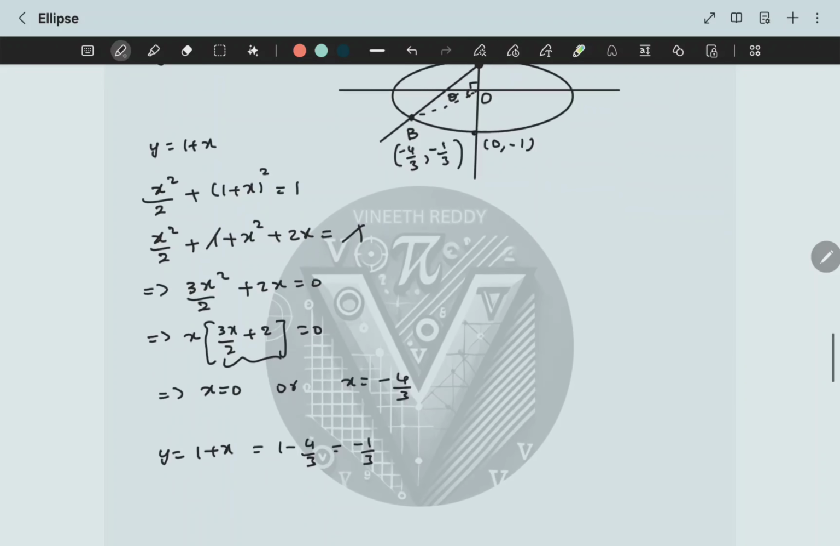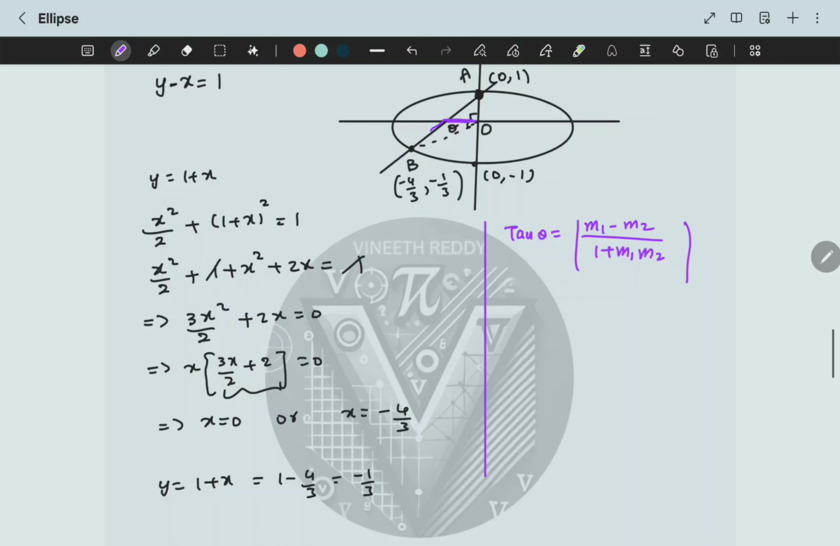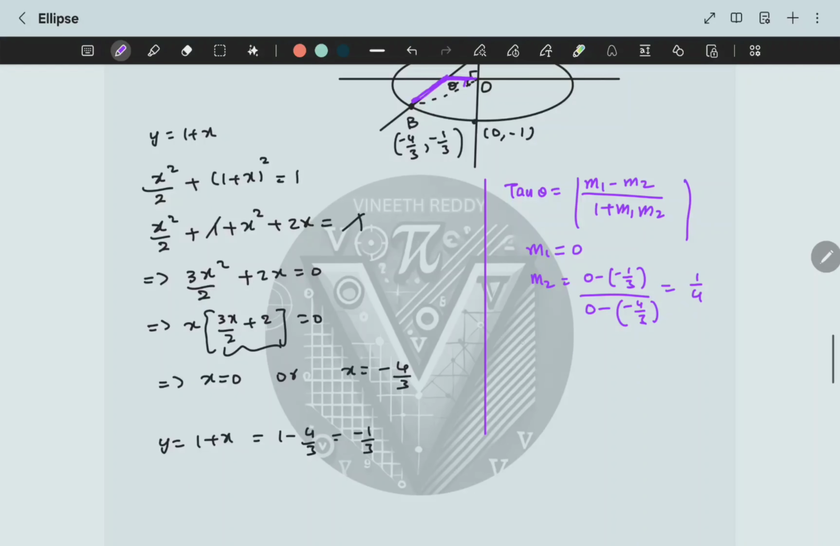Now we need to just find the angle theta. See, tan theta, we can use this formula. Tan theta will be mod of (m1 minus m2) divided by (1 plus m1 m2). Let m1 be this horizontal line, because we need to find this angle, theta. 90 plus theta gives us the answer. So let m1 be the horizontal line, so slope is 0. Now m2 is the slope of OB, right? That will be (y2 minus y1) divided by (x2 minus x1). So we get 1 by 3 divided by 4 by 3, which is 1 by 4. So m2 is 1 by 4.